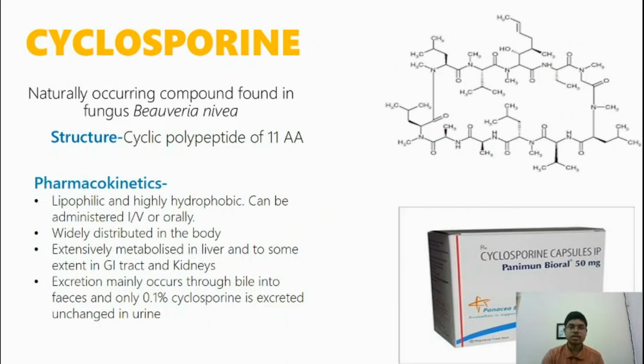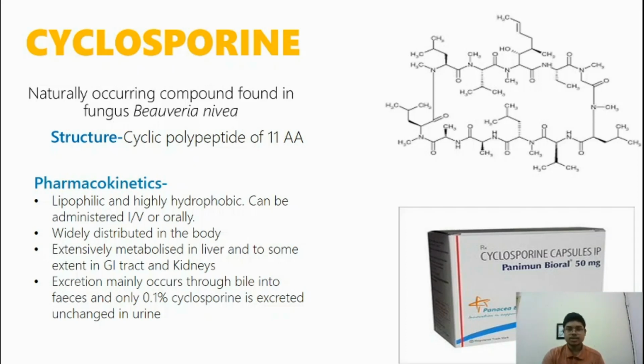Now coming to cyclosporine. Cyclosporine is a naturally occurring compound found in the fungus Beauveria nivea. Talking about its structure, it is a cyclic polypeptide of 11 amino acids. Now coming to its pharmacokinetics. Cyclosporine is lipophilic and highly hydrophobic and can be administered intravenously or orally.